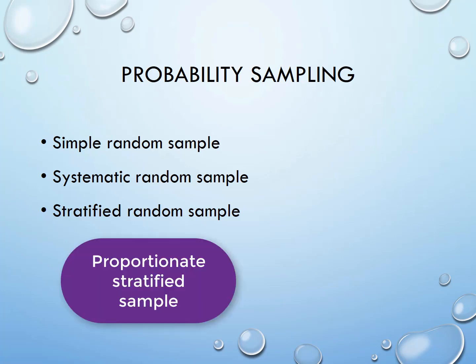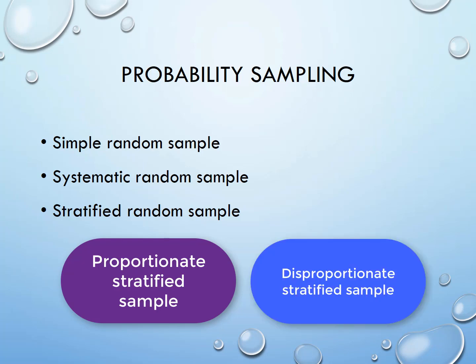In a proportionate stratified sample, the size of the sample selected from each subgroup would be proportional to the size of the subgroup in the entire population, and in a disproportionate stratified sample, the size of the sample selected from each subgroup is deliberately made disproportional to the size of that subgroup in the population.